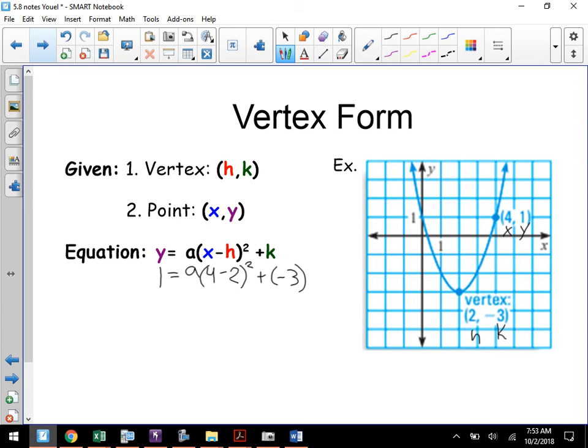Does that make sense? Alright, now you're just going to solve for a. The first thing you want to do is the operations inside the parentheses. So 1 is equal to a times (4 minus 2) squared, which is 2 squared, and then plus -3 just gives you a -3.